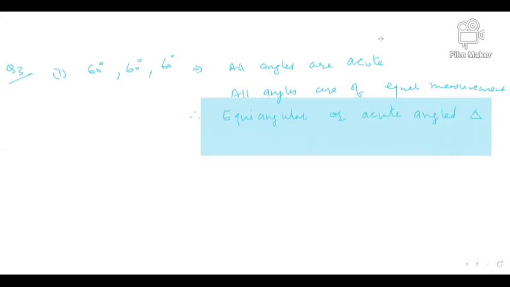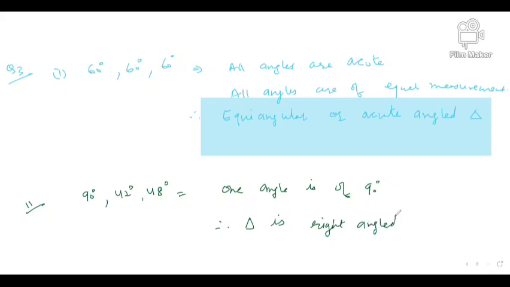Let's come to the second part. The second part is given as what? 90 degree, 42 degree, and 48 degree. As we can see, one angle is of 90 degree or right angle. Therefore, the triangle is right angled triangle.